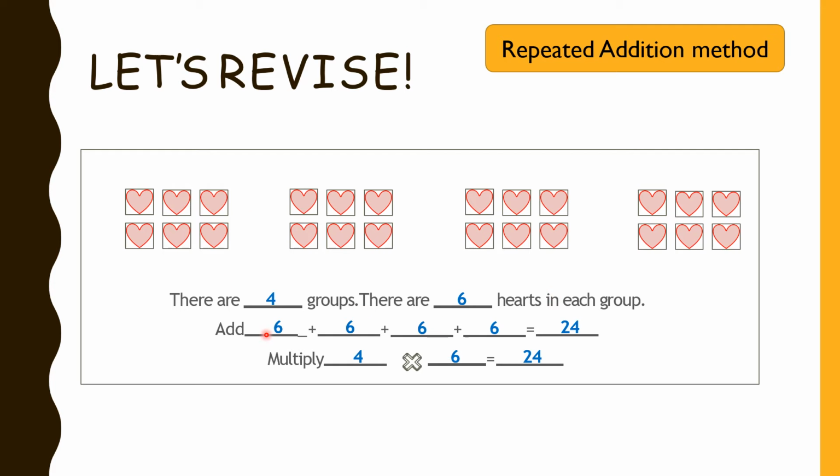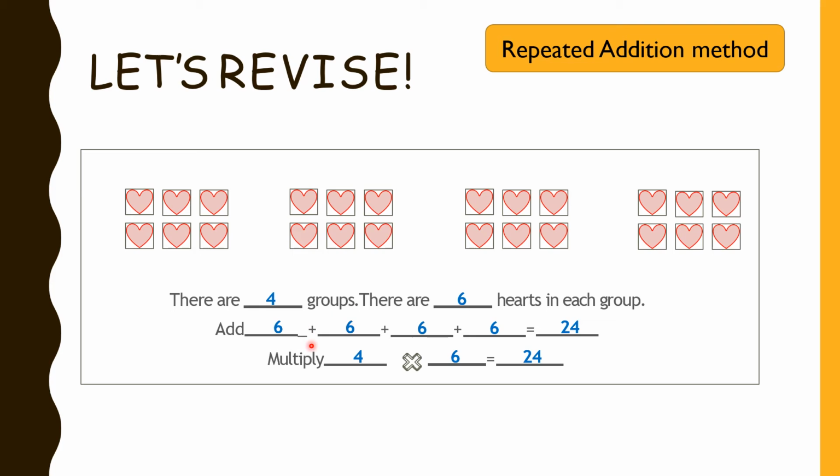So how can I write? I want to add the 4 groups. So 6 plus 6 plus 6 plus 6. How many times am I adding? See, 1, 2, 3 and 4 times adding the number 6. What is the answer? 24 is the answer. If I count all these hearts together, I will get 24.